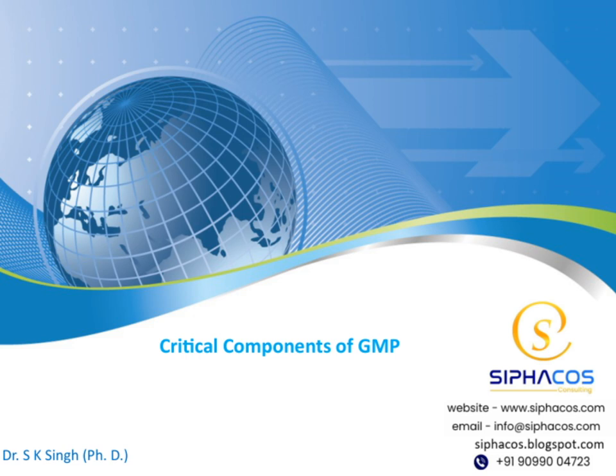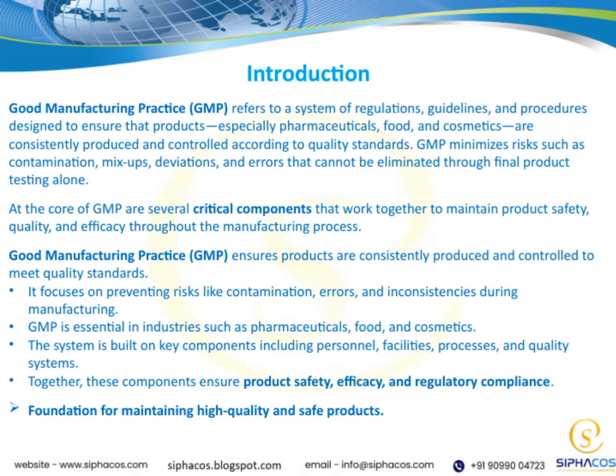Let's get started. Welcome to our discussion on Good Manufacturing Practice, or GMP. GMP is essentially a system of regulations, guidelines, and procedures that are put in place to make sure that products, especially pharmaceuticals, food, and cosmetics, are consistently produced and controlled to meet high-quality standards. The main goal here is to minimize risks such as contamination, mix-ups, deviations, and errors. What's important to note is that these risks can't always be caught through final product testing alone. So GMP helps us prevent problems from happening in the first place.